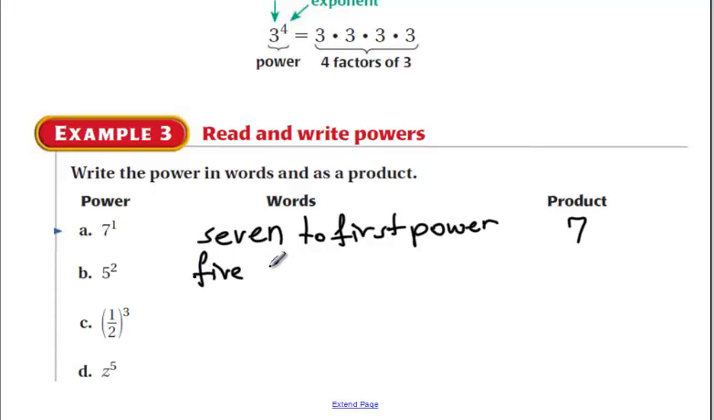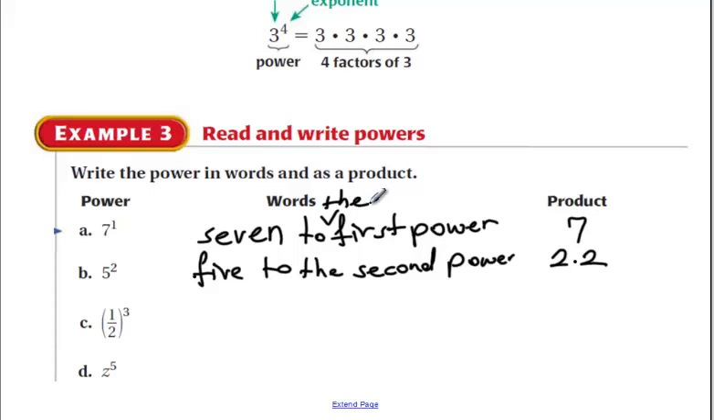Then the second one is 5 to the second power. Basically, we multiply 5 by itself. Or we can say 5 squared instead of 5 to the second power.